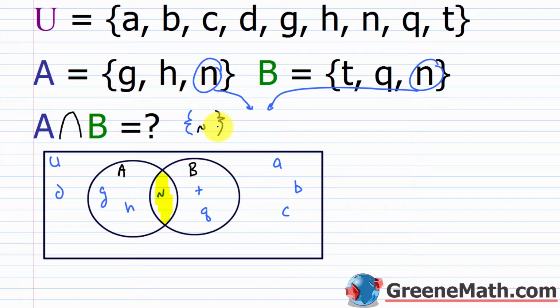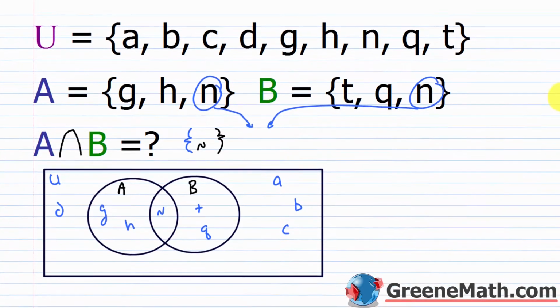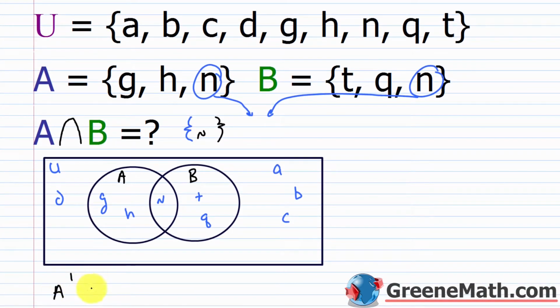So that's A intersect B. And then what if I asked for some other things? Let's say I asked for A complement. I could do it this way, or again, I could do it this way. Doesn't matter. Well, that's anything that's outside of A.